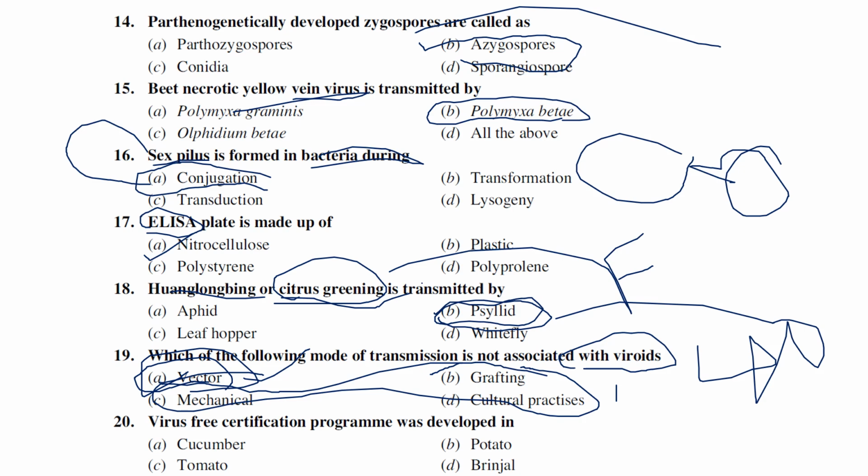For which of the following crops was a virus free certification program developed? Cucumber, potato, tomato, brinjal. The virus free certification program was actually developed for potato, because among all the crops, there is one crop which is infected by more than 75 types of viruses, that is potato. In potato itself, more than 70 types of viruses have been reported. It is very important to develop virus free planting material, right? So this virus free certification was primarily developed for potato. Various potato diseases are there, right?